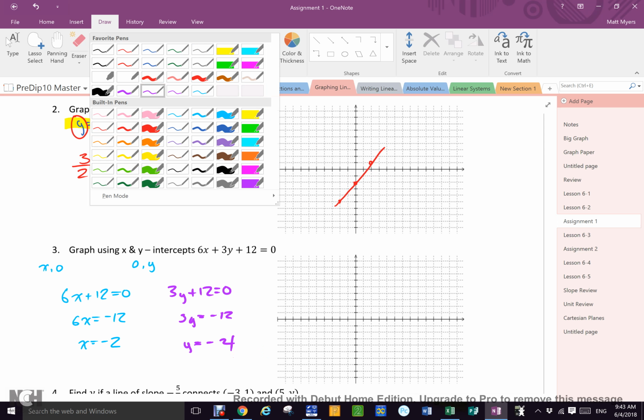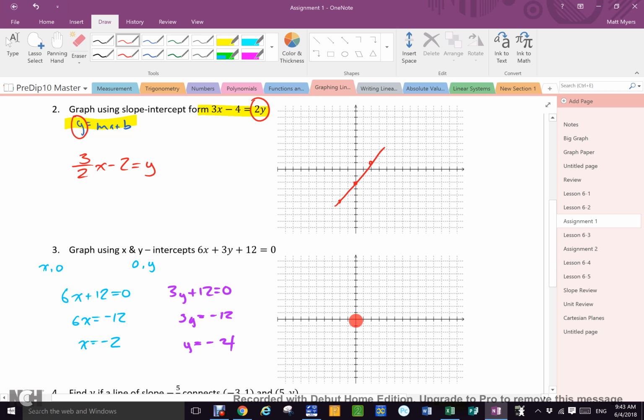And then negative 1, 2, 3, 4. And then negative 1, 2. And then line. And then the slope's really 2, right? The slope's negative 2.